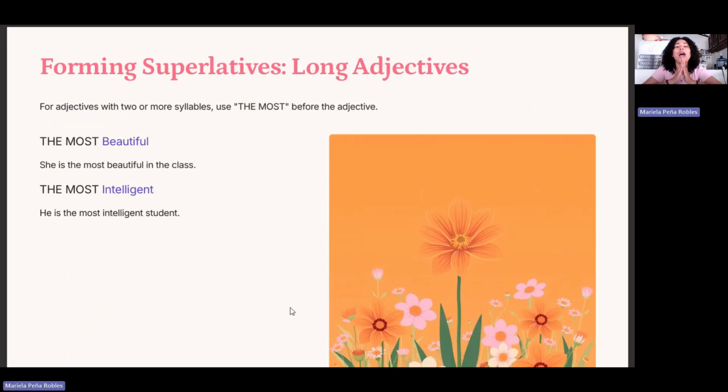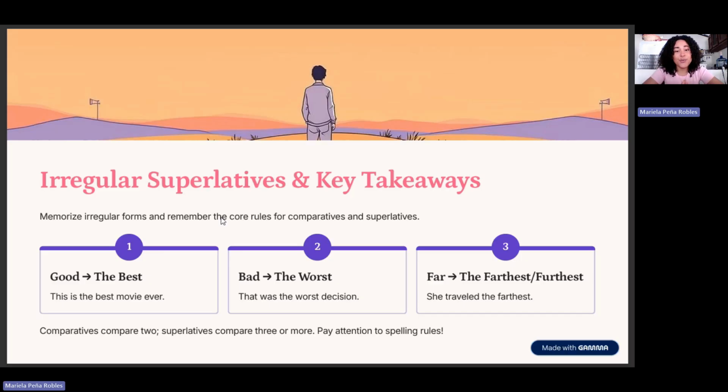With a long adjective, we form the superlative using the word the, and the word most, plus the adjective, such as the most beautiful or the most intelligent. Like we see on the screen, the sentences are, she is the most beautiful in the class, or he is the most intelligent student. There are also irregular superlative forms, which must be learned individually.